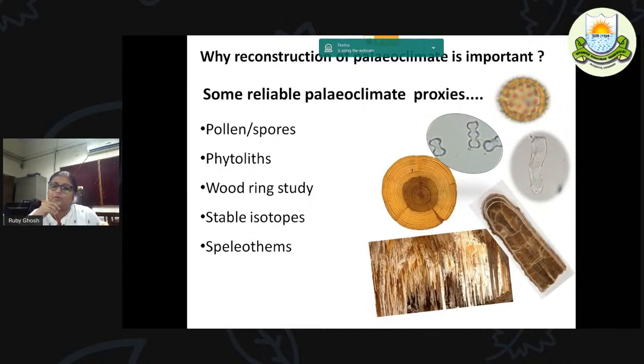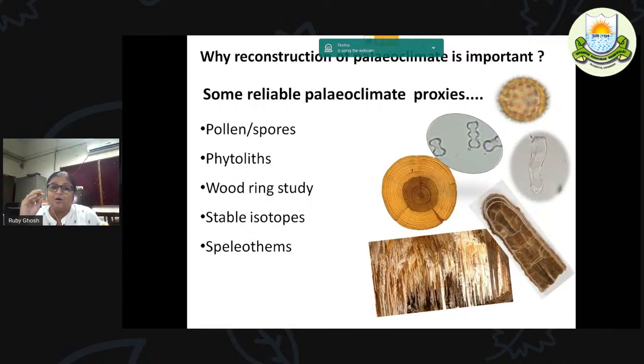Speleothems are also important proxies. These are found in cave deposits, mostly made up of dolomite or calcium carbonate deposits within caves, and they are also high resolution climate proxies if we perform oxygen isotopic or carbon isotopic studies with them. So these are very important paleoclimatic proxies.